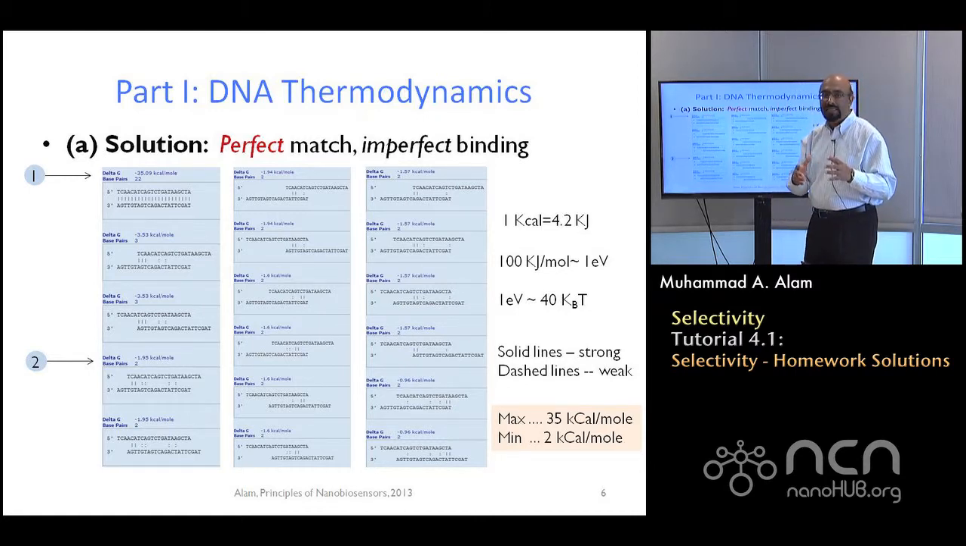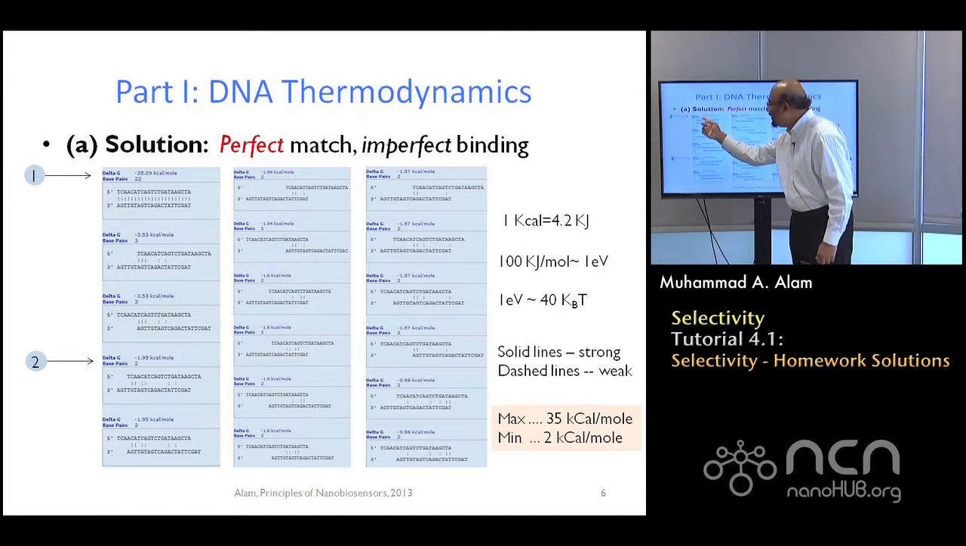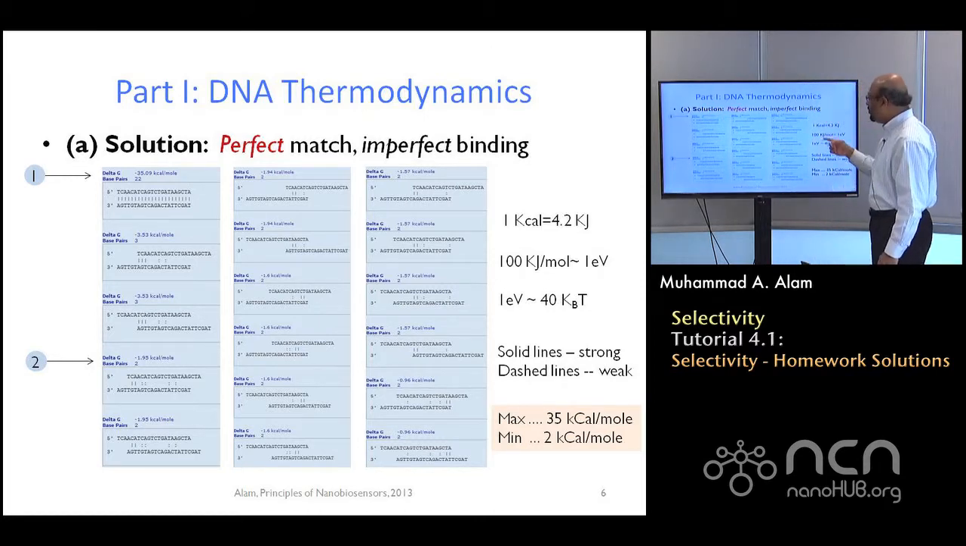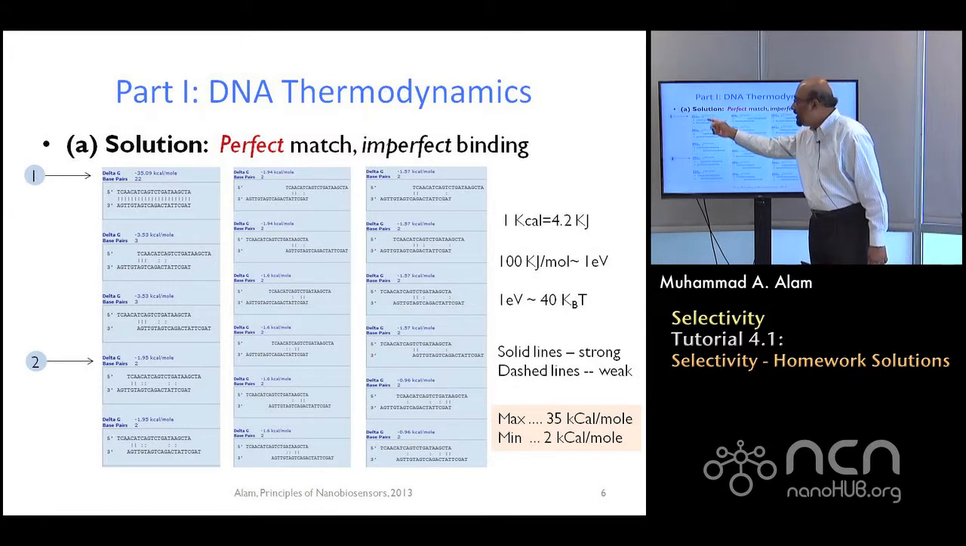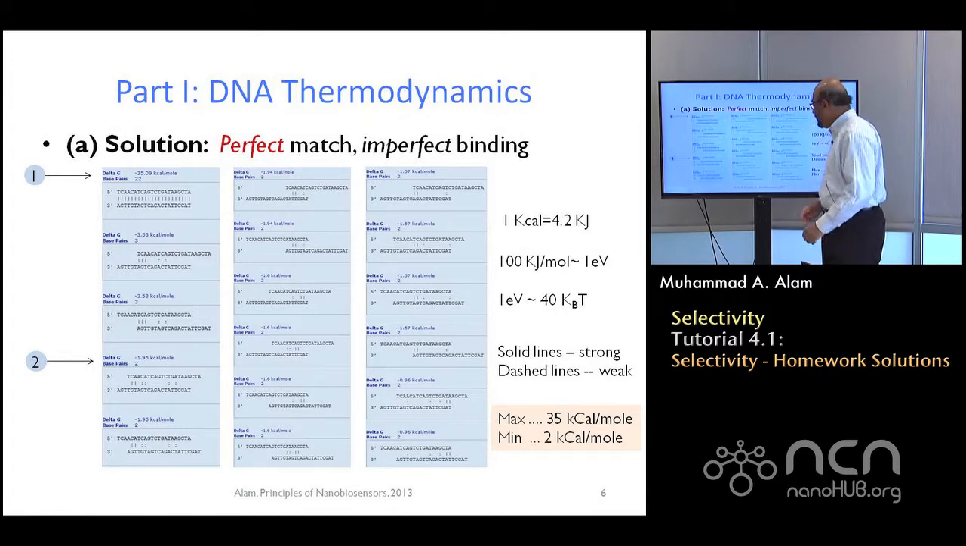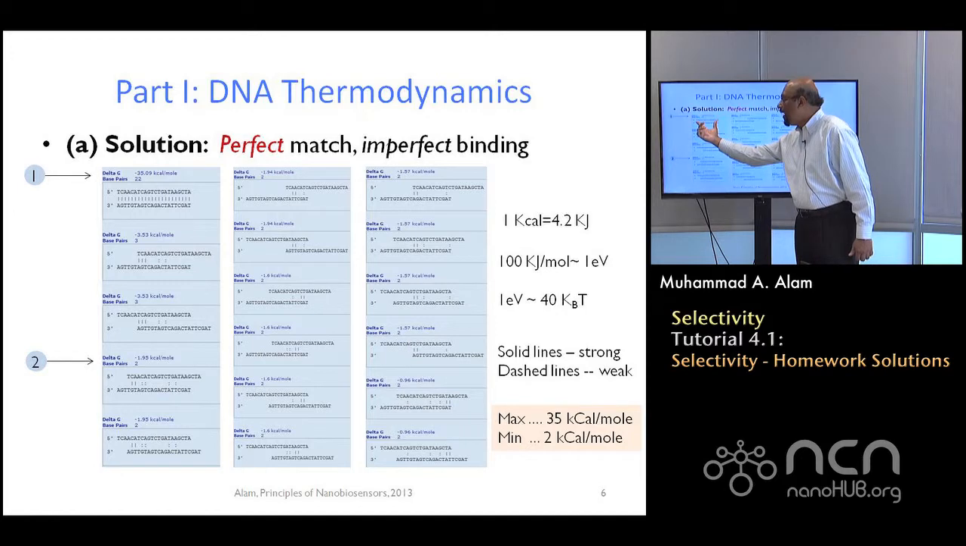You know, a mole is Avogadro's number of particles, so this is the total binding energy of that many molecules. First of all, you know that 1 kilocalorie is 4.2 kilojoules, and 100 kilojoules per mole is approximately 1 eV per bond, per biomolecule, and 1 eV is 40 kT. So using these three relations, you can immediately convert this number into the binding energy in terms of kT.